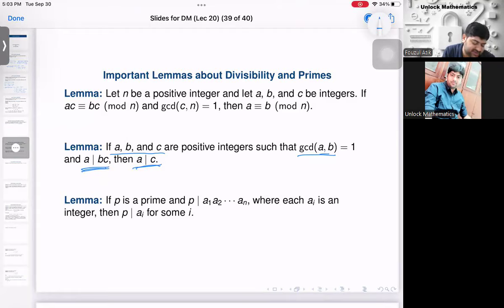Next, this is the generalization of the previous one. If p is a prime and p divides a1, a2, ..., an, where each ai is an integer, then p must divide one of the ai, for some i. Correct? So if p is prime, the ai can be anything, but if you have the product a1, a2, ..., an, then p should divide one of them. This is another one. These results are helpful for doing some examples.